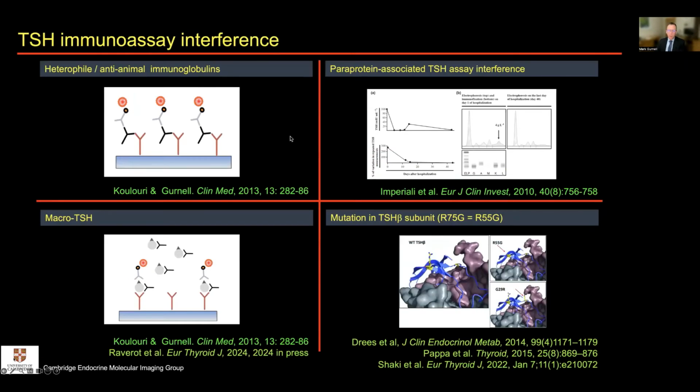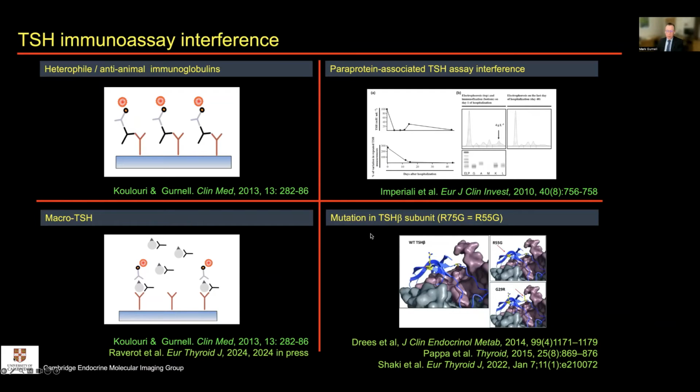Again, when we look for problems with the TSH assay, we need to keep in mind the presence of potential heterophile or anti-animal immunoglobulins, and the possibility of macro TSH. Other phenomena have also been reported, such as paraproteins interfering in the TSH assay. A patient here on hospital admission had a detectable paraprotein with a markedly elevated TSH level, which then disappeared as the paraprotein disappeared.